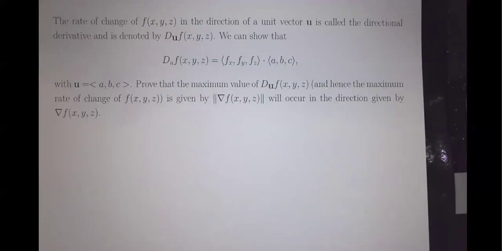In this example, we want to show that the rate of change of f of x in the direction of a unit vector u, which is called the directional derivative and is denoted D sub u, has maximum value given by the gradient of f and occurs in the direction of the gradient.